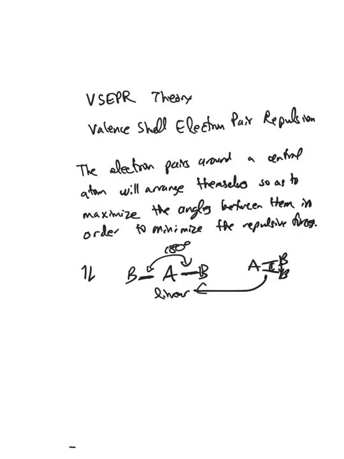So we'll use that to look at a number of examples of all sorts of different molecules with different numbers of electron pairs around them to see how it affects their shape.